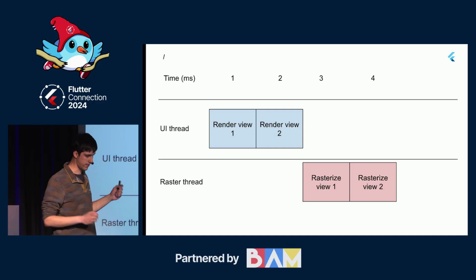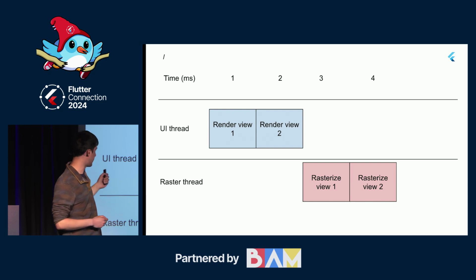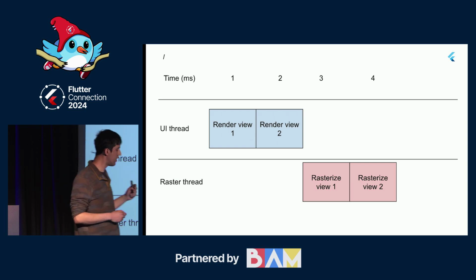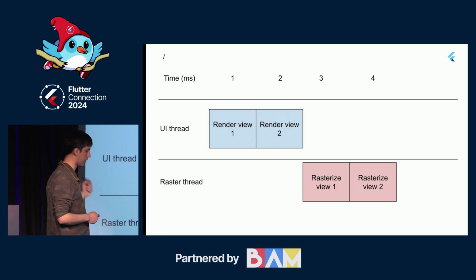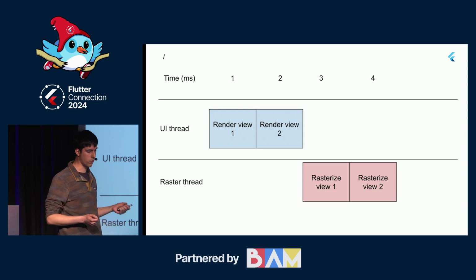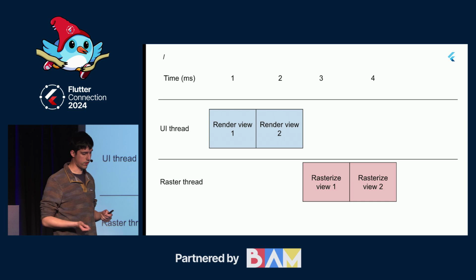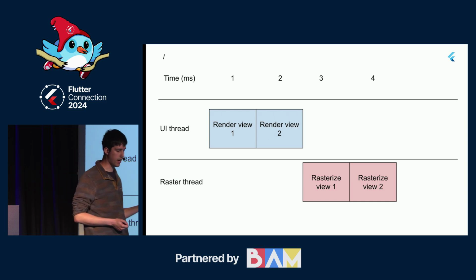On each frame, this is a diagram of what rendering a frame looks like in Flutter. On the x-axis is time. And then I have 2 swim lanes, one for each of the Flutter threads. The UI thread is the thread that your Dart code runs on, and it's also where the Flutter framework runs. So that's where things like layout, painting, and compositing happen.